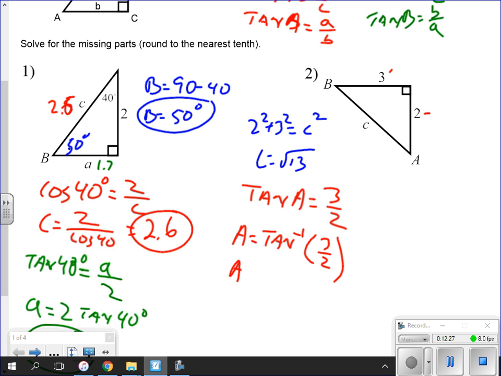And you get angle A is equal to 56.3 degrees. Make sure you get the right angle on this. Know how to do it on your calculator.